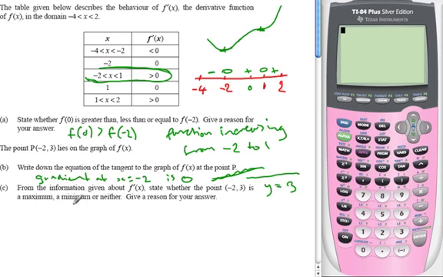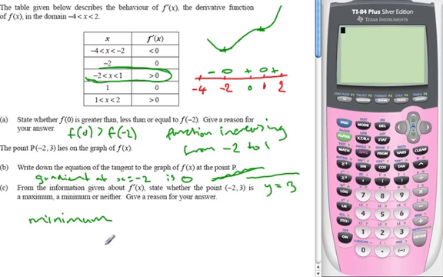Finally, part C. From the information given about f'(x), state whether the point (-2, 3) is a maximum, minimum, or neither. Well, we've already drawn our diagram here, and we've shown that it is actually a minimum. Give a reason for our answer. Well, I guess our sketch would help.